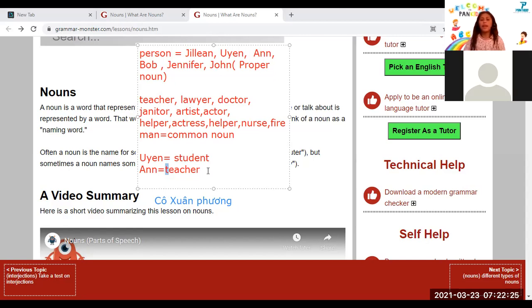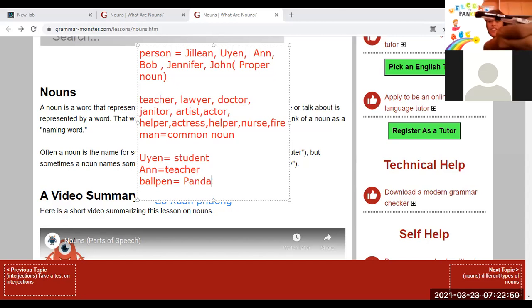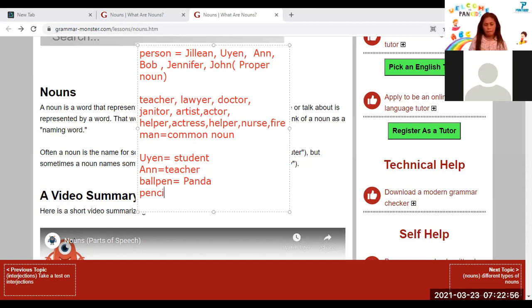Okay, so when I say ball pen, ball pen is a common noun. What's the name of your ball pen? The name of my pen is Panda. Oh, I will write here. The name of my pen is Panda. What's the name of my pencil?